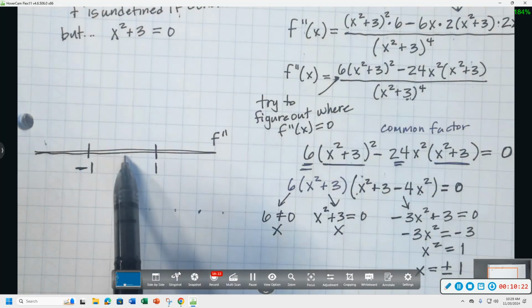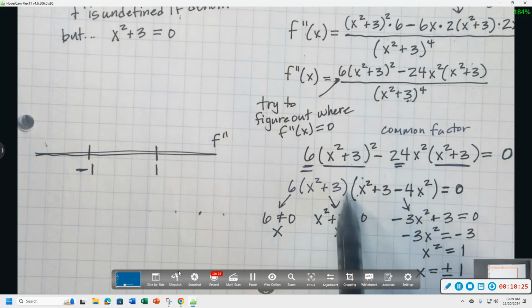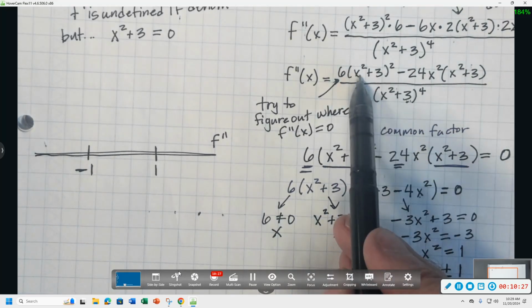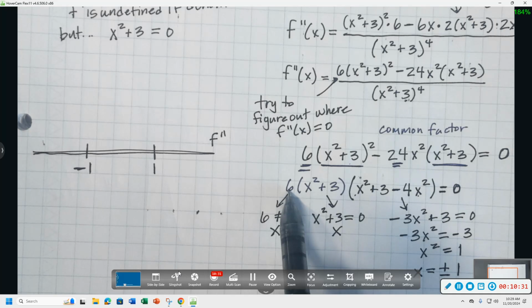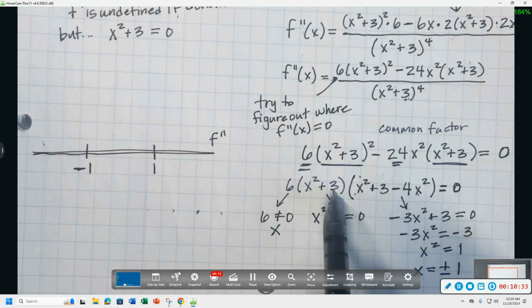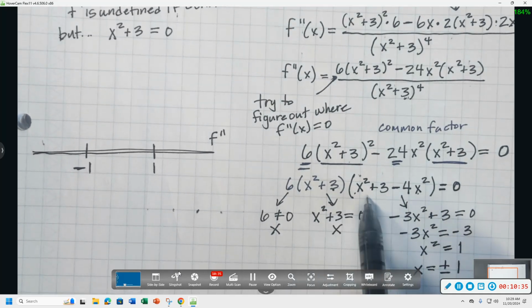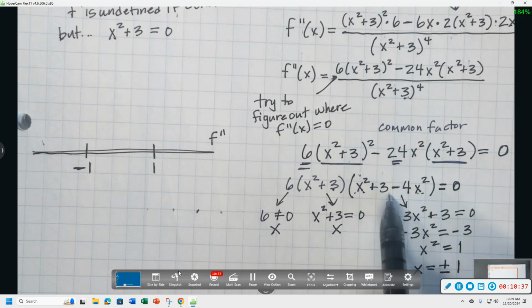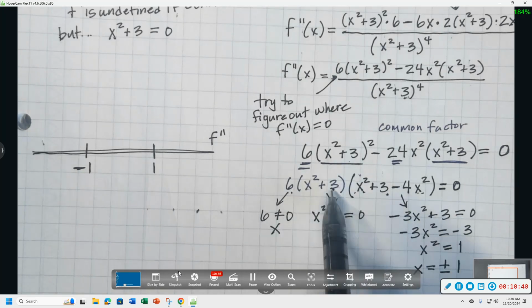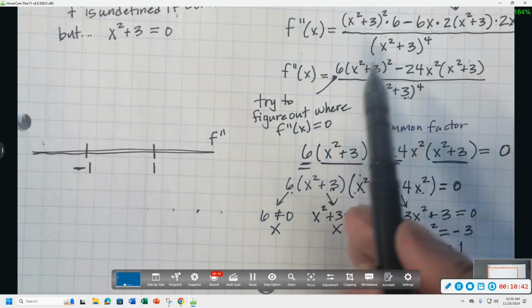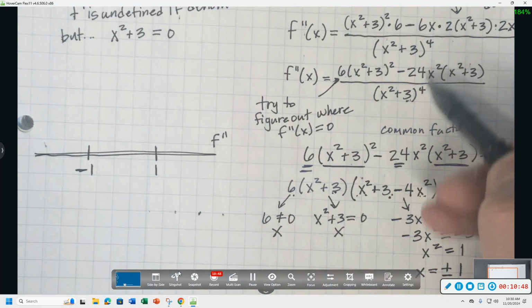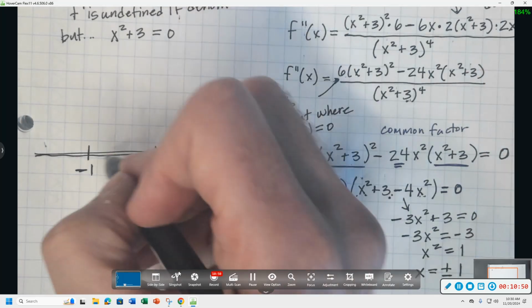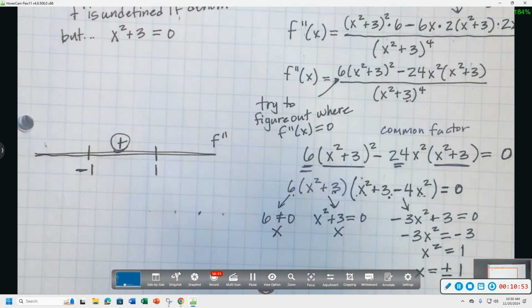Okay? If I put 0 into the numerator here, I get 6 times 3 times 3. When I put 0 into the numerator, I get a positive number out. When I put 0 into the denominator, it's always positive. This interval is a positive interval.